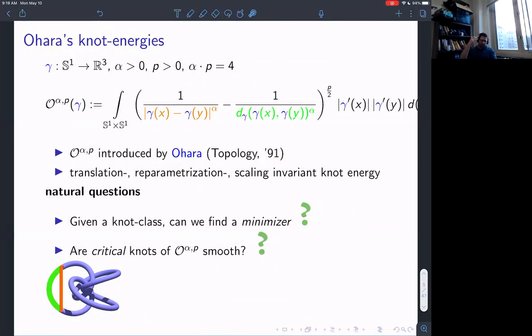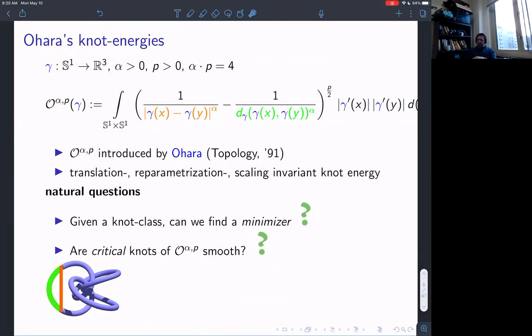All right, so this was done by Jun O'Hara, as I said, in the early 90s, as a proposal for an energy which we could use to then minimize, maybe in some knot class, it would be isotopy class in this case, but you minimize this in some knot class, and hopefully you get the nicest representative of a knot. And as I said before, it's translation invariant. Moving around doesn't change anything. Reparametrization doesn't change anything. It shouldn't, right? And now it's also scaling invariant in the sense that if you multiply the knot by a number, it doesn't change. You zoom in, zoom out, it doesn't change anything of the energy.